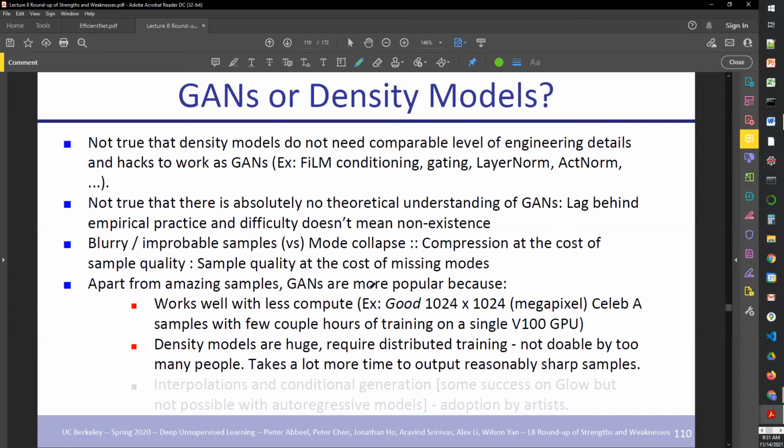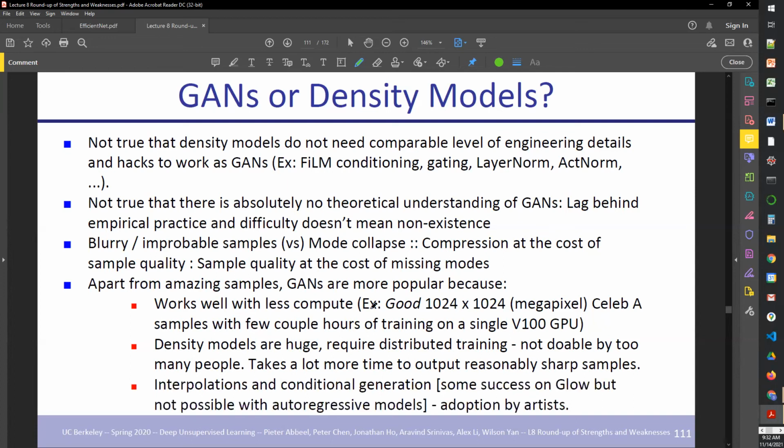And the same point in a different way: not just the compute, it's also the complexity or the size, and it takes a lot more time. And the point I mentioned, that a lot of adoption by artists is another reason GANs have been pushed forward into spaces that many more people are familiar with and are actually using.